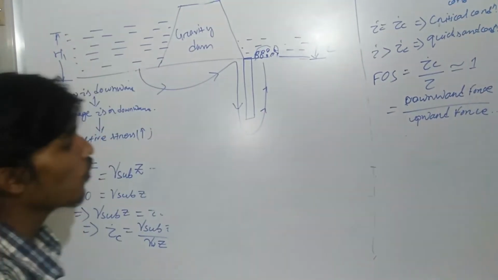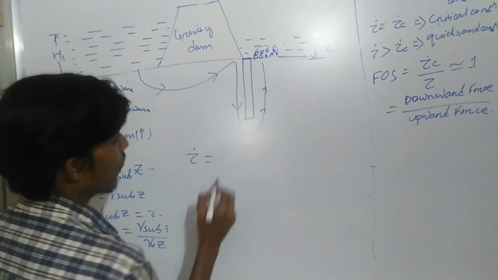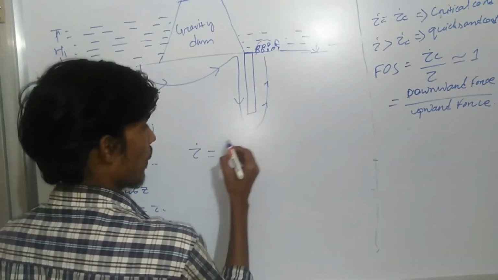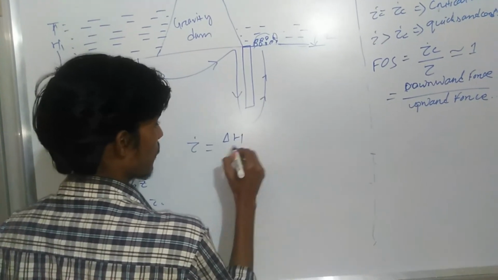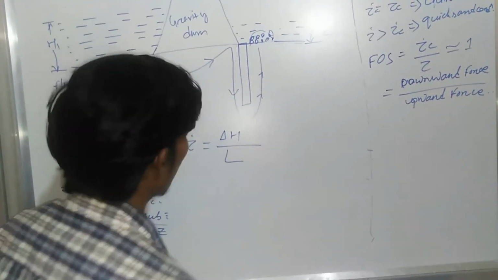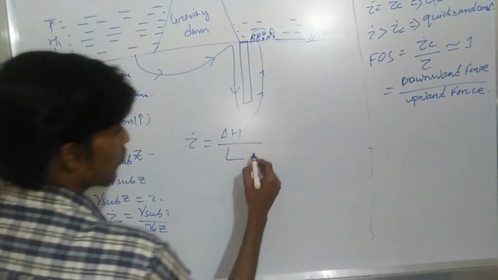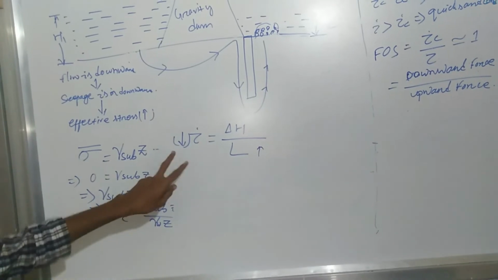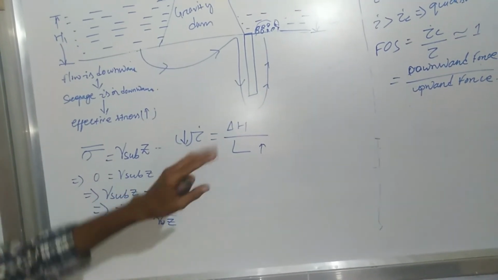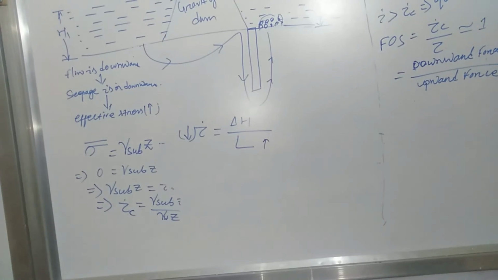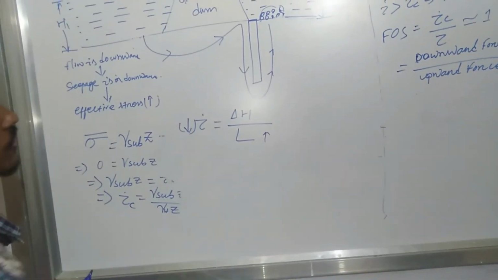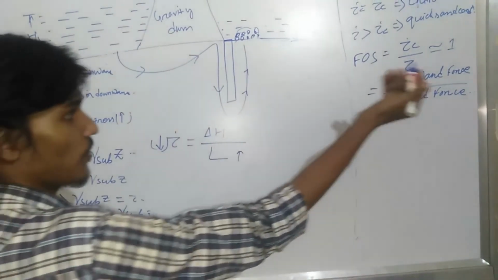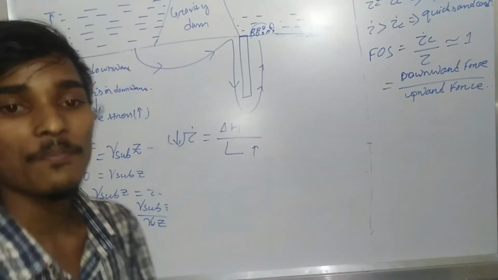If we increase the flow length, we know that the hydraulic gradient is nothing but the head loss, delta H, upon the flow length. If the flow length is more, then the hydraulic gradient will decrease. If the hydraulic gradient decreases, then the seepage pressure also decreases. If the seepage pressure decreases, then we get an adequate factor of safety. So there is no piping failure.